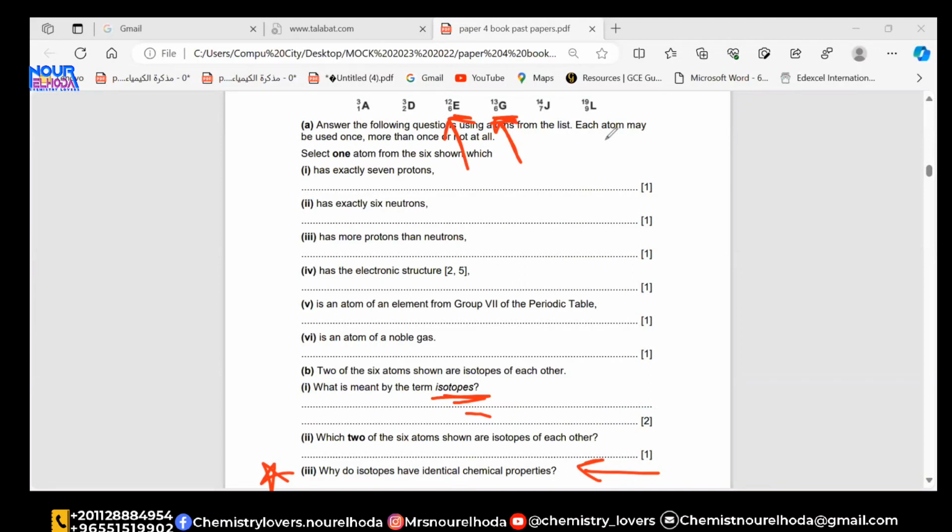Because they have the same number of electrons, it's okay, but it's not the best answer. Same number of electrons, what? In the outer shell. In the outer shell, meaning, for example, let's say I'm having sodium.